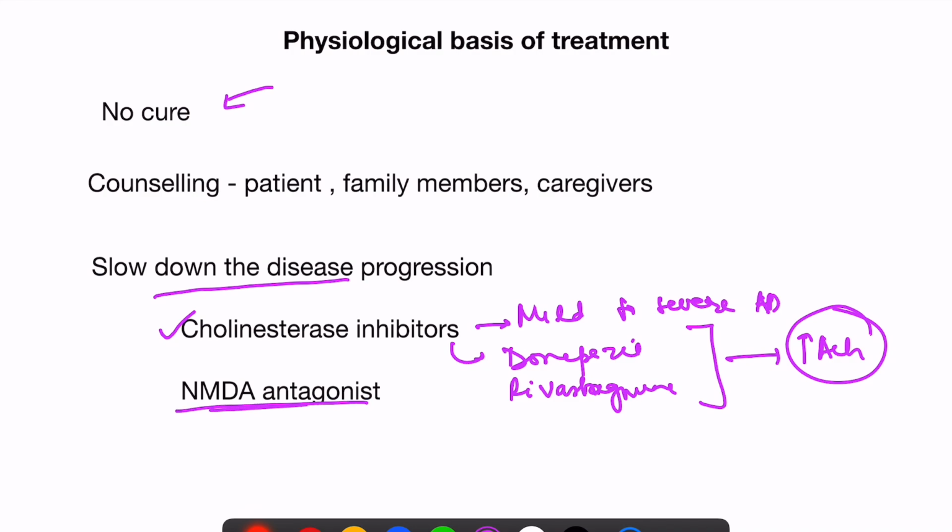NMDA antagonist, it is approved for moderate to severe Alzheimer disease, not for mild Alzheimer disease, moderate to severe Alzheimer disease. And this decreases the glutamate toxicity. If there is excessive glutamate release in the cortex, it acts on NMDA receptors, which are glutamate receptors, and that also damages the neurons, that is neurotoxicity. So this NMDA antagonist prevents this neurotoxicity.